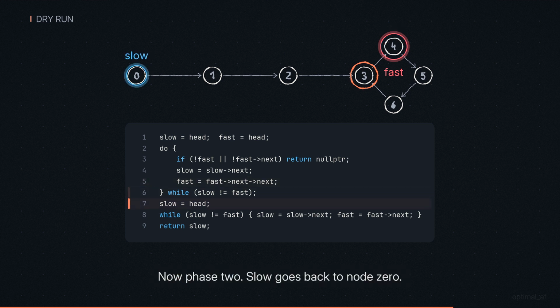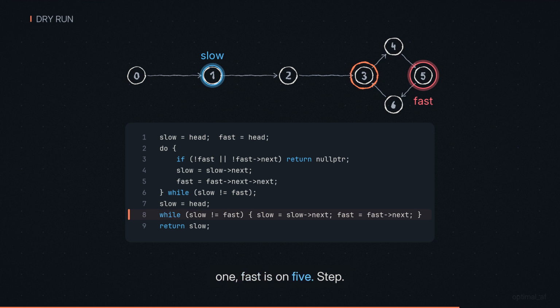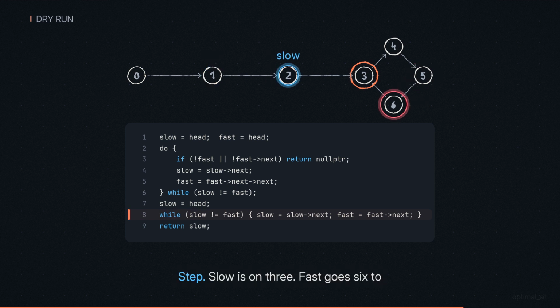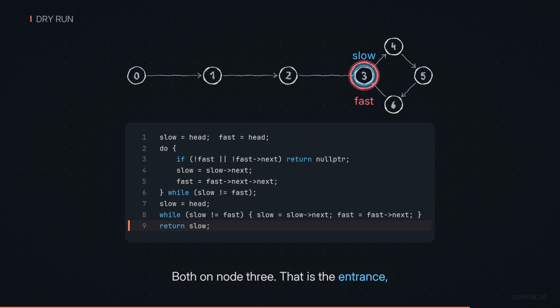Now phase 2. Slow goes back to node 0. Fast stays on node 4. Step. Slow is on 1. Fast is on 5. Step. Slow is on 2. Fast is on 6. Step. Slow is on 3. Fast goes 6 to 3. Both on node 3. That is the entrance, and we return it. 3 steps in phase 2, which is exactly X, just as promised.